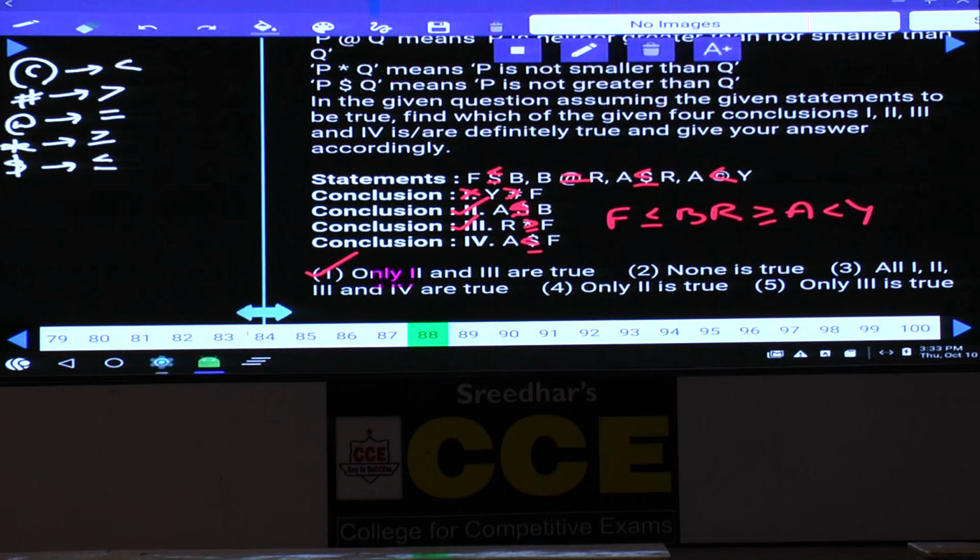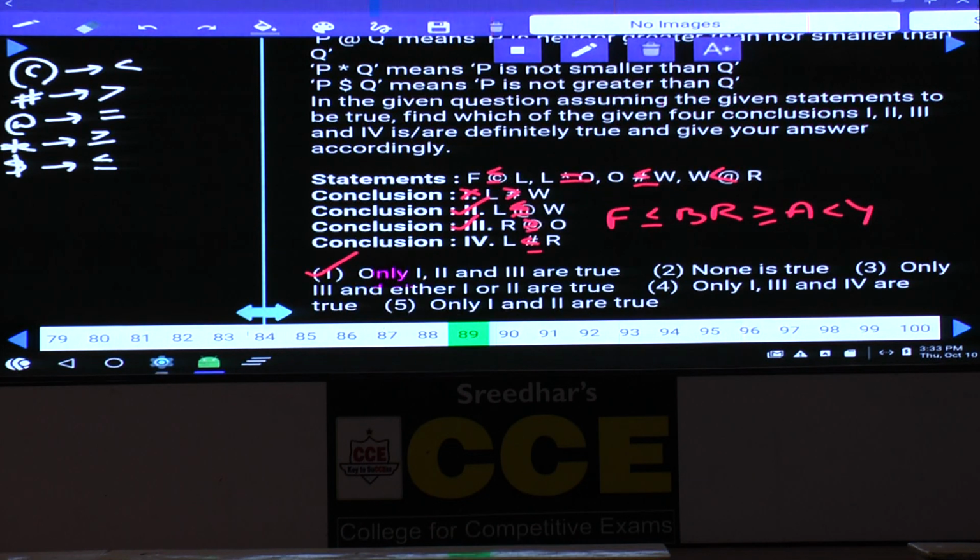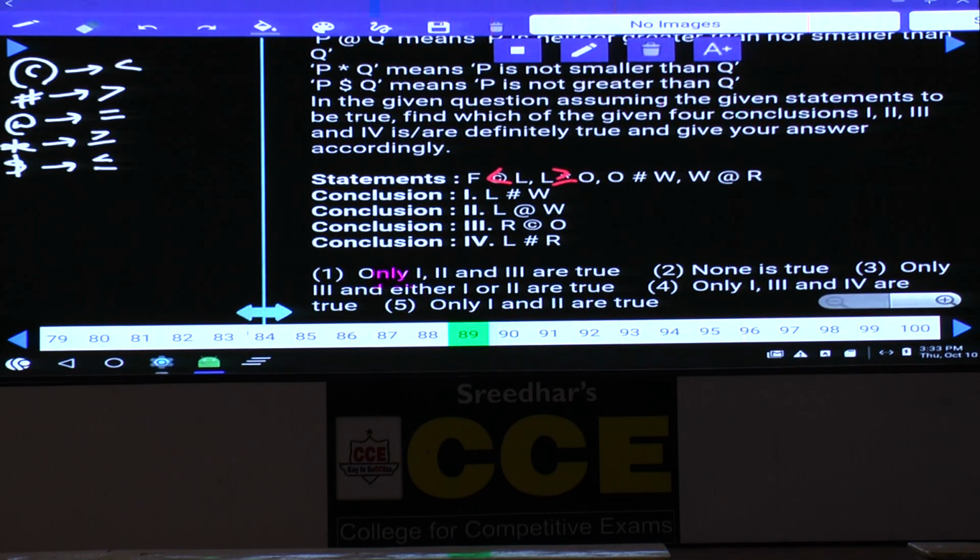88, it is choice 1. Then what about 89 here? 88 choice 1. Now in this 89, copyright stands for lesser than. Now copyright is lesser than L. L star means greater than or equals to O, and O hash means O greater than, and at the rate of means equals to. And similarly here hash stands for greater than, at the rate of is equals to, copyright is lesser than, and a hash stands for greater than.